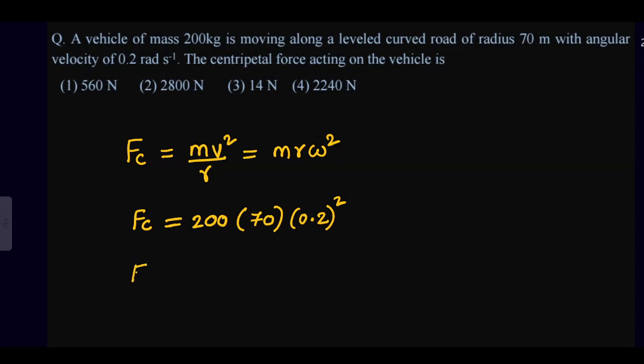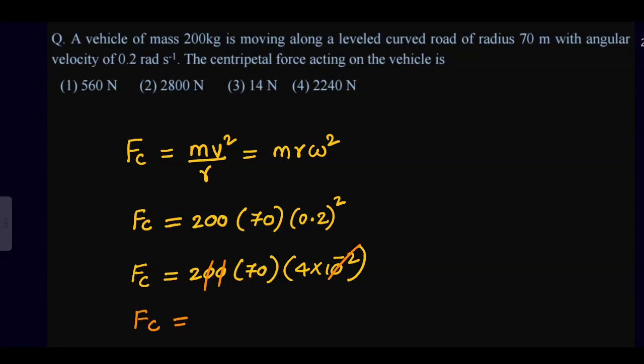So now let's find Fc here. Fc is equal to 200 into 70 into 4 into 10 power minus 2. These two zeros will get cancelled. So how much will this Fc value be? 7 into 4 is 28, into 2 is 56. So the value is 560 newtons.